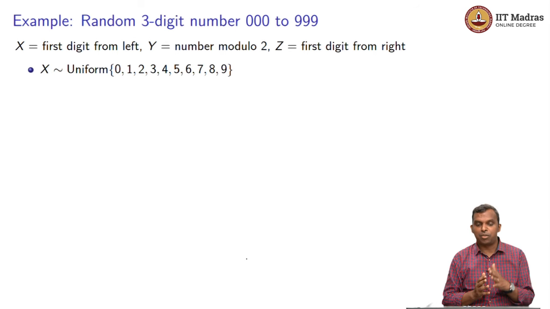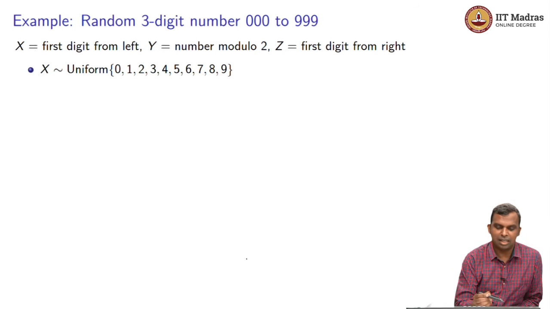If you look at the first digit from the left, what's the probability that the first digit is going to be equal to 0? What is the probability that it's going to be equal to 1, etc.? You'll see all of them is 1 by 10, right? There are 100 out of the 1000 cases which are favorable for every particular first digit. From the left, if you want the first digit to be 0, you have 000 to 099. So that's 100 favorable out of the overall 1000. So you get 1 by 10. So it's easy to quickly see that X is uniform from 0 to 9.